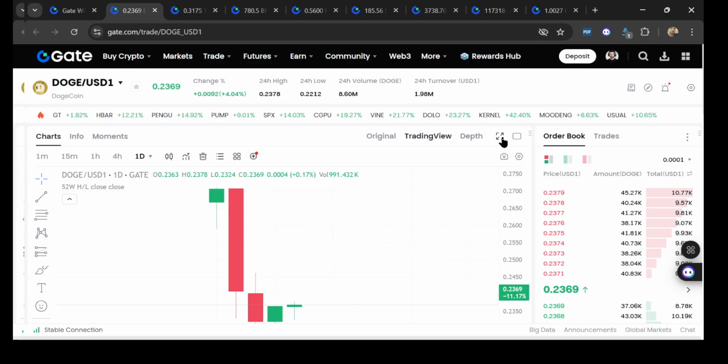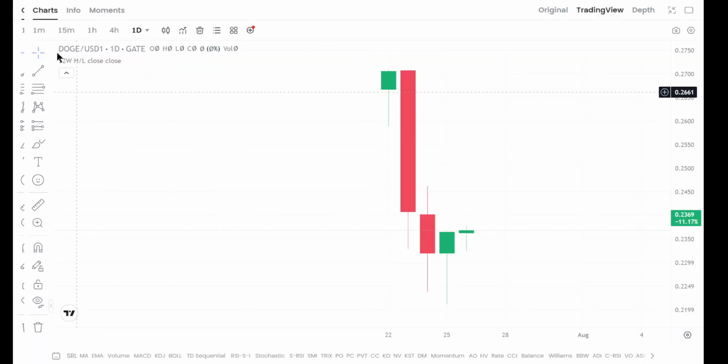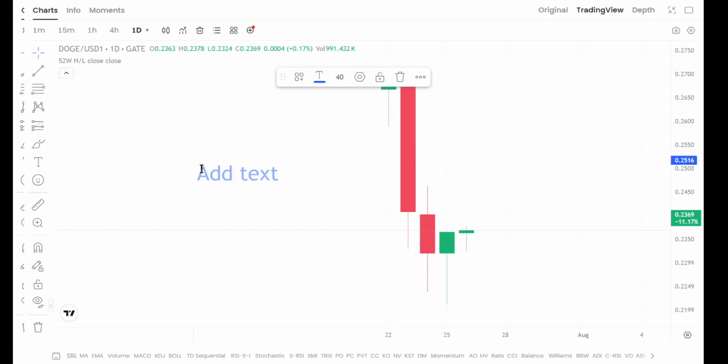And let's read this chart, and this is the Doggy coin. First of all, we will write here DOGE. Doggy spot trading.